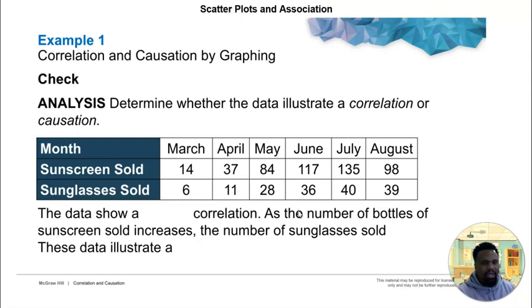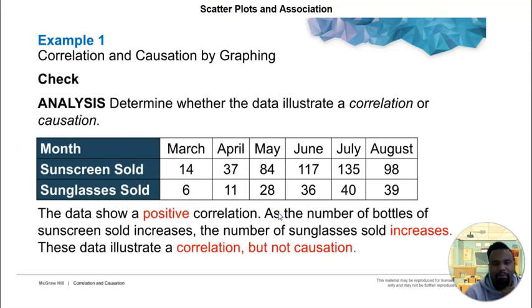All right, and so let's take a look here. Determine if it's correlation or causation, and we're looking at the number of sunscreens sold versus the sunglasses sold. Look at it. My sunscreen sold increases. My number of sunglasses sold increases. So there is a positive correlation here. But does the sunscreen affect the sunglasses? It's hard to determine. So you can't really say causation here, but we definitely can say correlation.